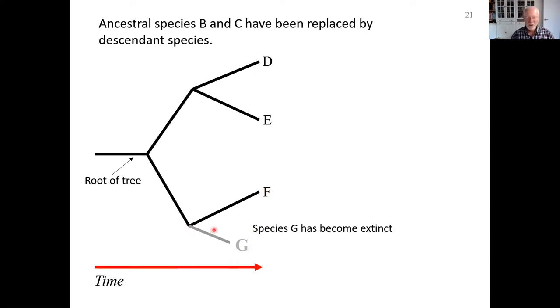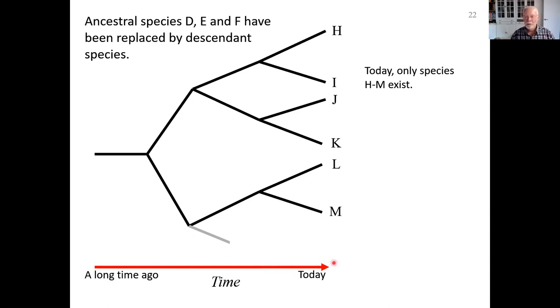But species G has become extinct, so it no longer exists. And you can see that time is continuing. And perhaps this is the situation today. We now have all of these species, H to M. This species became extinct a long time ago. So species A back here has given rise to all of these different species.